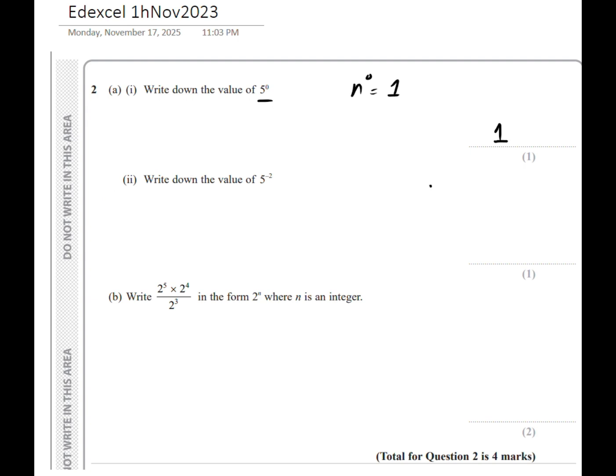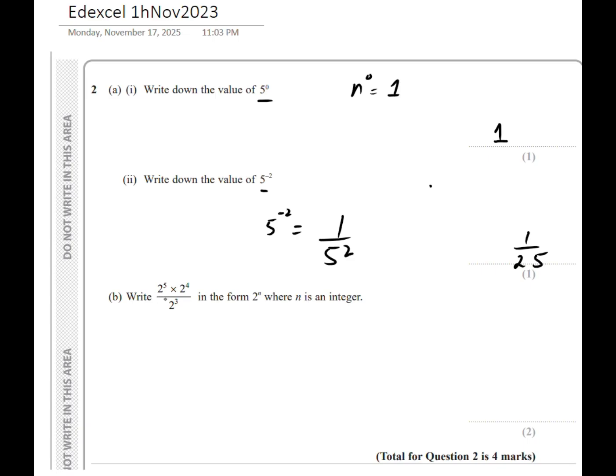Write down the value of 5 to the power of negative 2. Now here the power is negative. First we have to make it positive. How can we make a negative power positive? By taking the reciprocal of it, okay? The reciprocal of 5 to the power of negative 2 will be given by 1 over 5 squared, right? Now your power is positive and it's a reciprocal. So 5 squared is 25, so your answer will be 1 over 25.